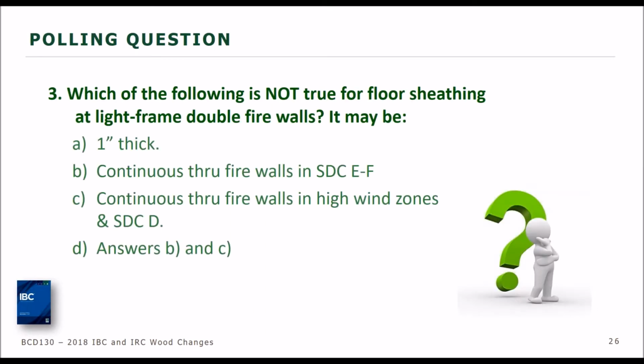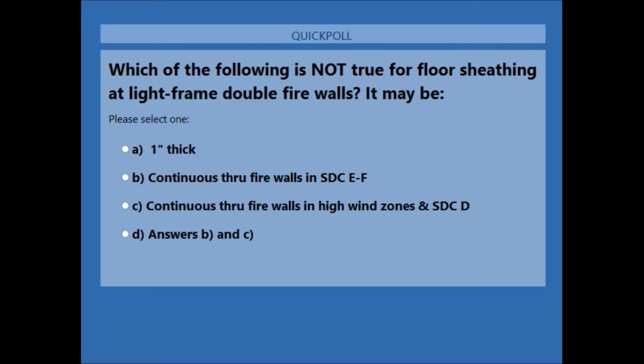Okay, so let's bring in Marcy for a poll. Yeah, so which of the following is not true for floor sheathing at light frame double firewalls? That it may be 1 inch thick, that it may be continuous through firewalls in SDC E through F, that it may be continuous through firewalls in high wind zones and SDC D, or answers B and C. So go ahead and answer.